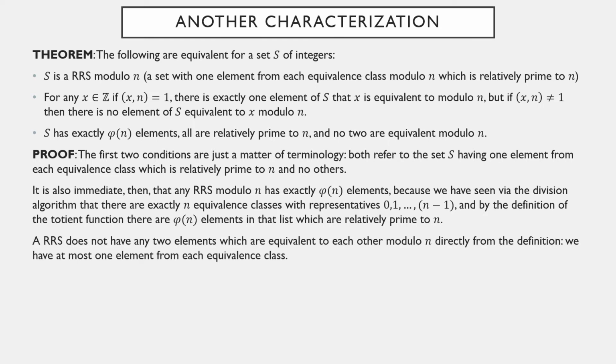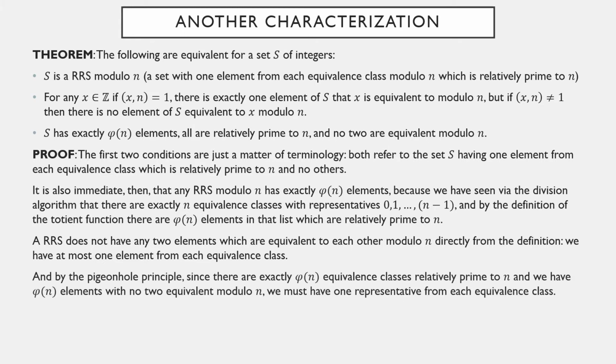And a reduced residue system can't have two elements that are equivalent to each other mod n, because by definition we took one element from each equivalence class. So you can have at most one element from each equivalence class. And by the pigeonhole principle, if there are exactly phi of n equivalence classes relatively prime to n, and we have phi of n elements with no two equivalent mod n, then you must have had exactly one representative from each such equivalence class. So this third condition is how we will typically work with reduced residue systems. Does it have the correct quantity of elements, which is no longer n, but now phi of n? Are they all relatively prime to n, and are no two of them equivalent mod n?